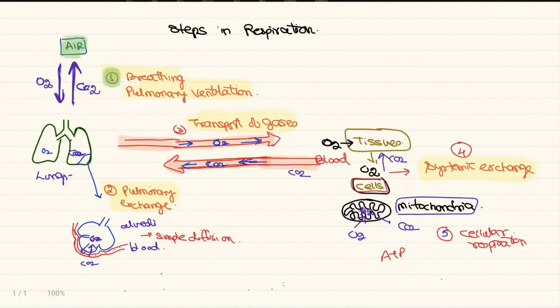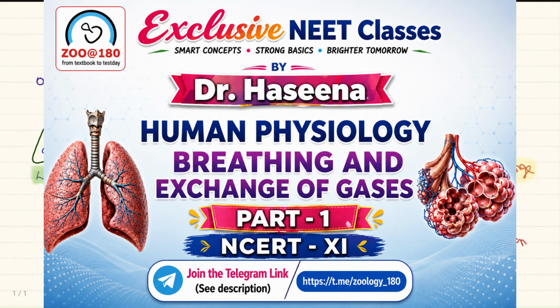So let's quickly revise. The first step is breathing, exchange of gases between the atmospheric air and the lungs. The second step is the pulmonary exchange, where the air from the alveoli enters into the blood and vice versa. The third step is the transport of gases done by the blood, O2 towards the tissue and CO2 back to the lungs. The fourth step is the systemic exchange. This exchange occurs near the tissue. So let's see in detail about all these steps in the coming videos.